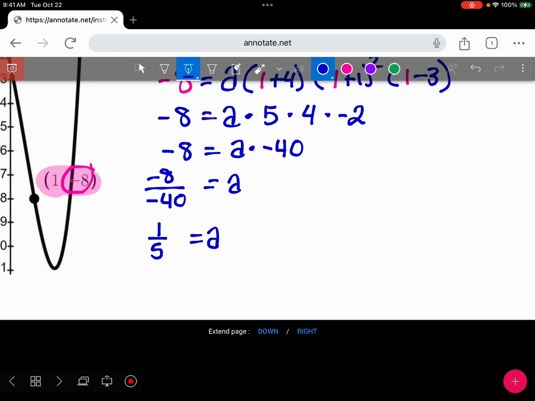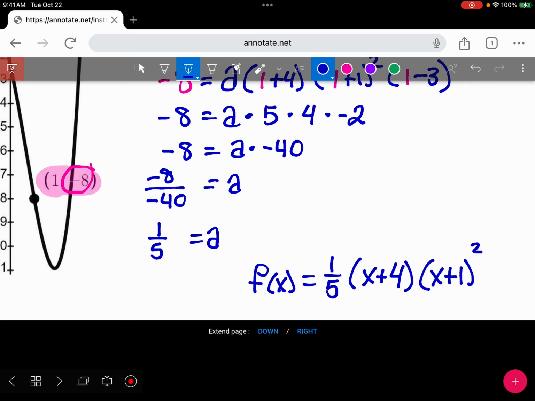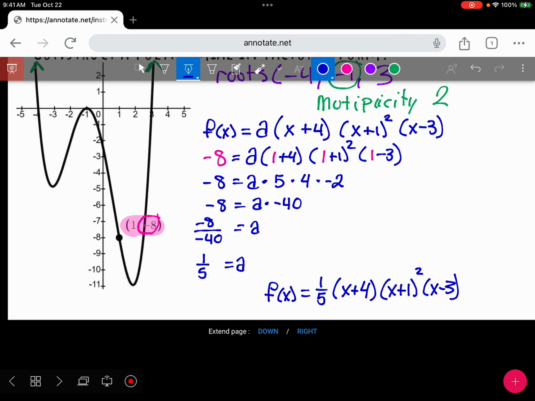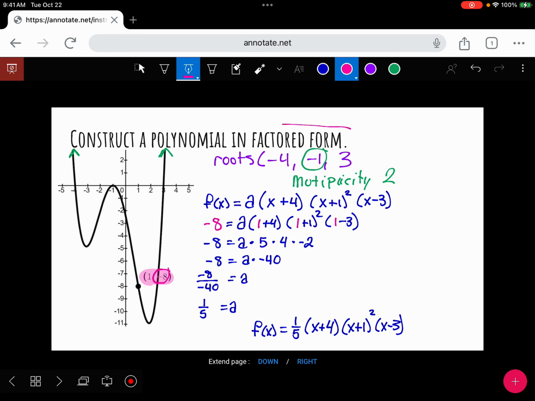So our equation of f of x is our 1/5, and then all of our expression at the top. X plus 4, x plus 1 squared, and x minus 3. We were asked to write it in factored form, so we do not need to multiply it out. Because it says up here, factored form.